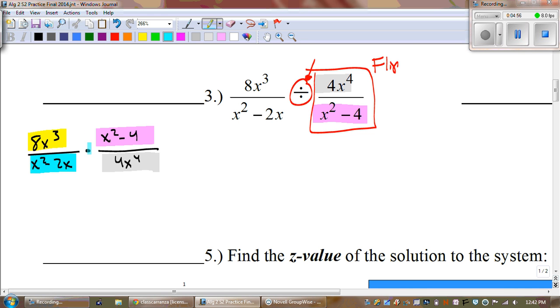So the next thing that we need to do is factor everything. Why don't you see if you can factor everything all on your own? Go ahead and pause the video. Good luck. Well, you hit pause by hitting the pause button. Come on, guys.